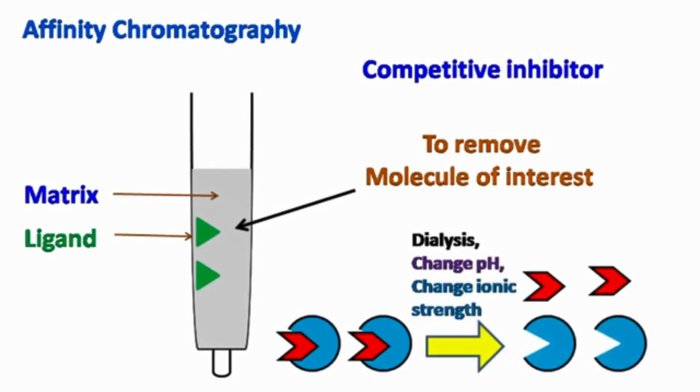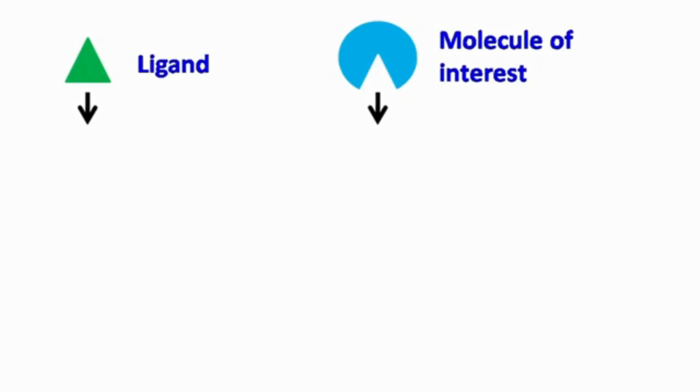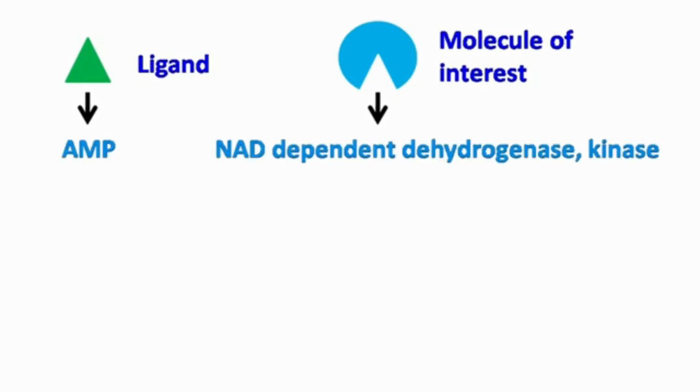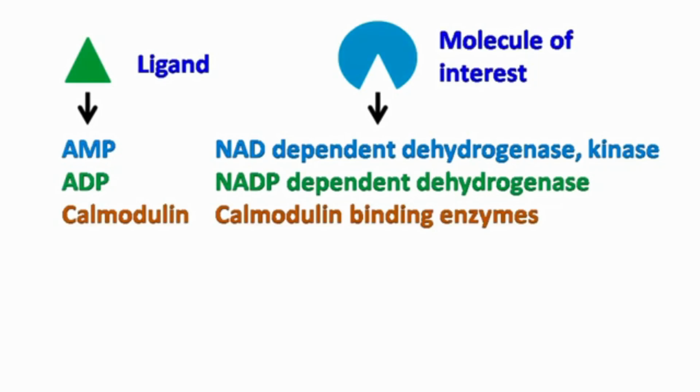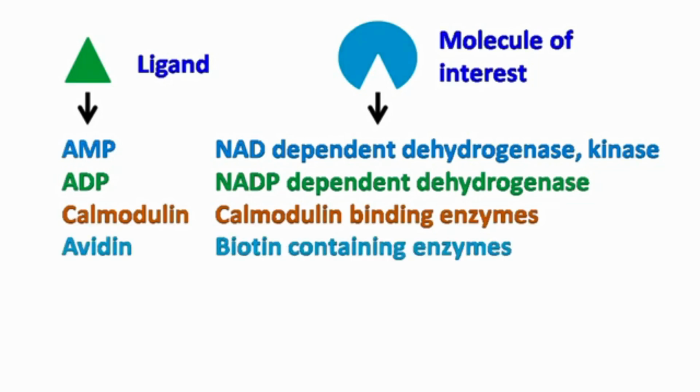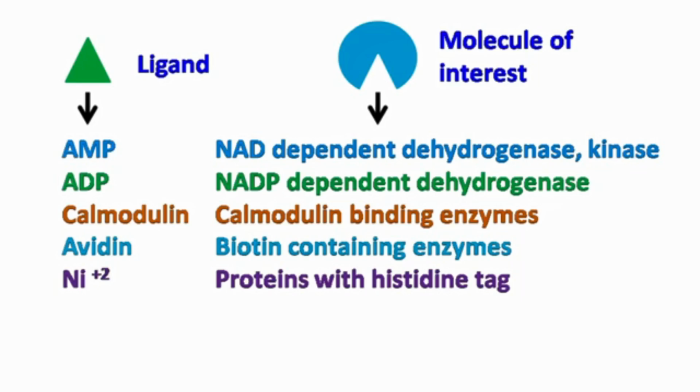Let's see different examples of ligands and the molecules of interest that can be purified with affinity chromatography. AMP can be used for the purification of NAD-dependent dehydrogenases and some kinases. ADP can be used for the purification of NADP-dependent dehydrogenases. Calmodulin for the purification of calmodulin binding enzymes. Avidin can be used for the purification of biotin containing enzymes. Metals such as nickel can be used for the purification of proteins that have a histidine tag. Lysine can be used for the purification of rRNA.